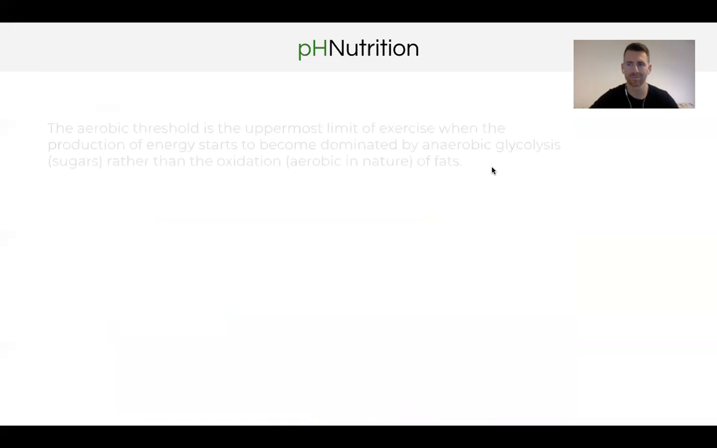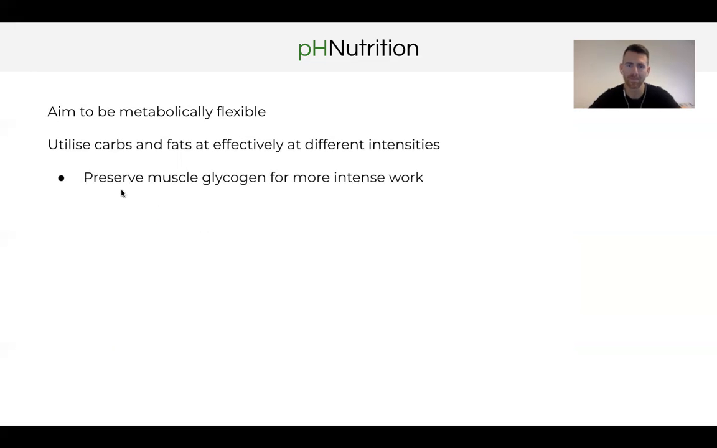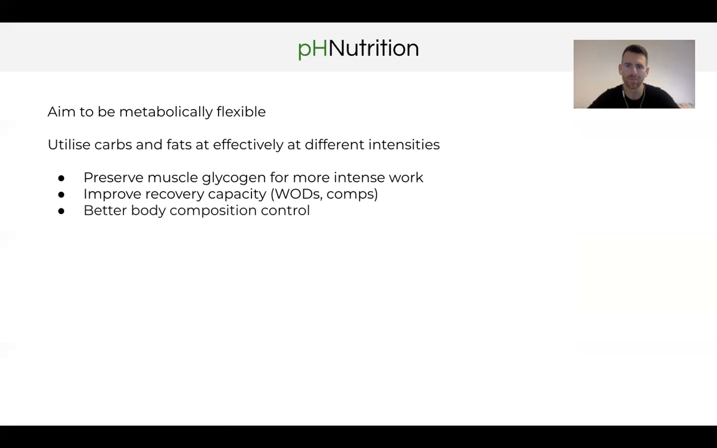So that's the aim of what we want to be doing with nutrition and the way that we manipulate your setup. We want to preserve muscle glycogen for more intense work. We want to improve your recovery capacity in WODs and in competitions. It also allows us to have better body composition control. If you're metabolically flexible, you can utilize fats and carbohydrates at the right time. It helps us manipulate body composition a little bit more, potentially makes you a little more insulin sensitive so you can store carbohydrates more efficiently. It's an easier way to have your body composition set up. So that's a really good thing.